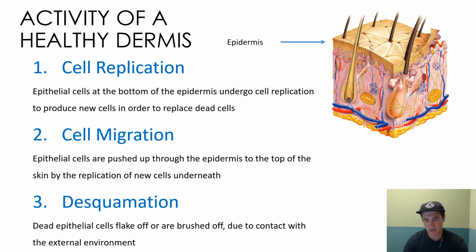Activity of a healthy epidermis. So this is something I was talking about before with epithelial tissue that migrates from younger cells underneath to older cells on top. So first step is we have cellular replication, where the cells from below split and replicate, and the new ones are replaced underneath, and older ones move. So second stage is migration, and migration is when these older cells are pushed towards the surface, or more superficial. And then desquamation is a fancy name for skin cells that are most superficial flaking off when they come in contact with the external environment.